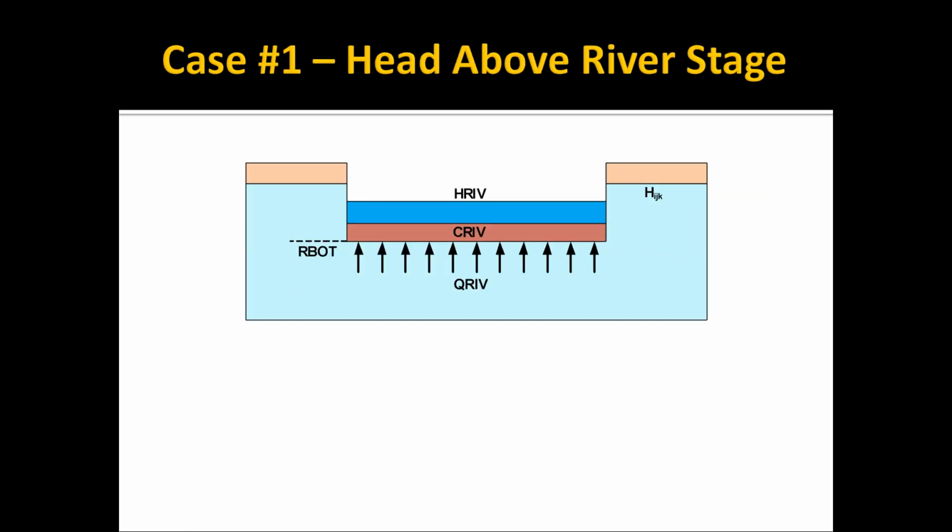So let's talk about that. We have three cases. Case number one, the head is above the river stage, as shown in this diagram. So this would be a gaining river. In this case, QRIV is defined as the conductance times HRIV minus HIJK, the head difference. So in this case, the equation is identical to what we saw with the drain package.